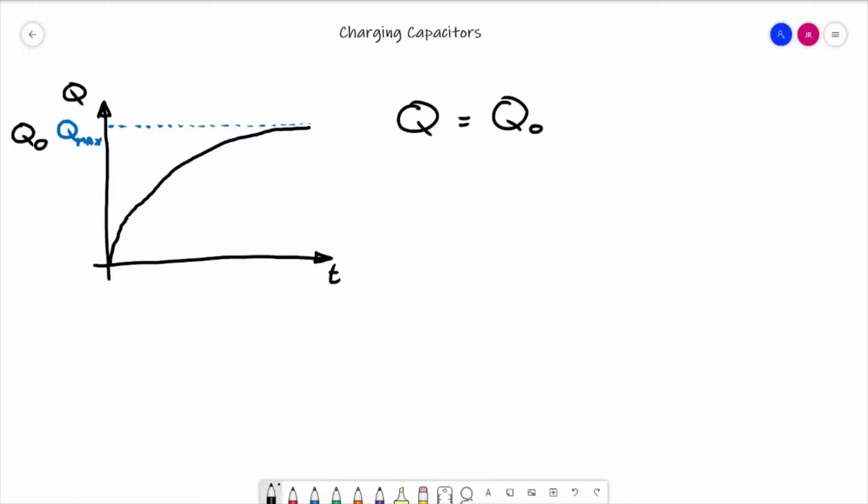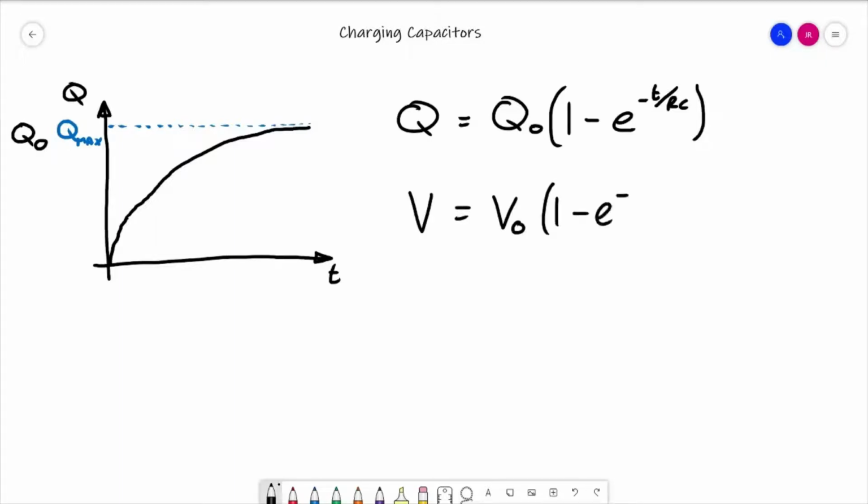Anyway, so Q is equal to Q naught, and then it becomes 1 minus e to the minus t over RC. So we can see that it's very, very similar to the equation that we had for discharging. So Q is equal to Q naught e to the minus t over RC for discharging. And for charging, we just replace that with 1 minus e to the minus t over RC. And then again, by similar ideas, we know that V is going to be V naught, 1 minus e to the minus t over RC as well.